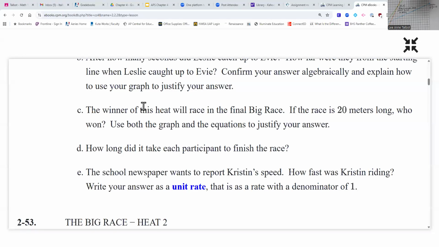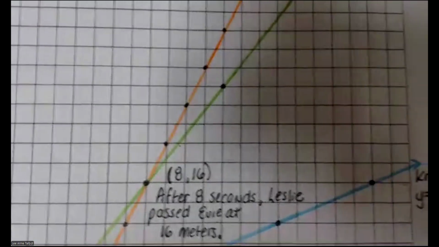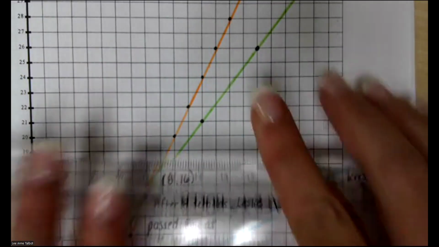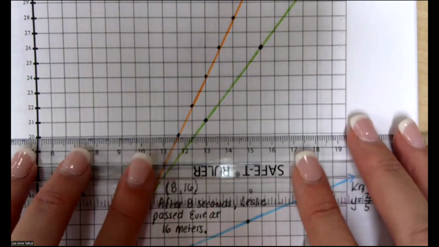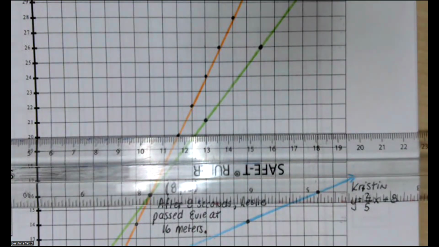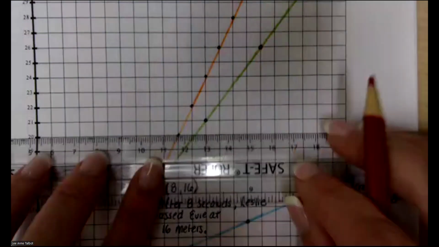C, the winner of this heat will race in the final big race. If the race is 20 meters long, who won? Use both the graph and the equations to justify your answer. So what I want to do is go to 20 meters on the y-axis and draw the finish line. Take your ruler at 20 meters, and however you want to, I'm going to do mine in red because it's the finish line.